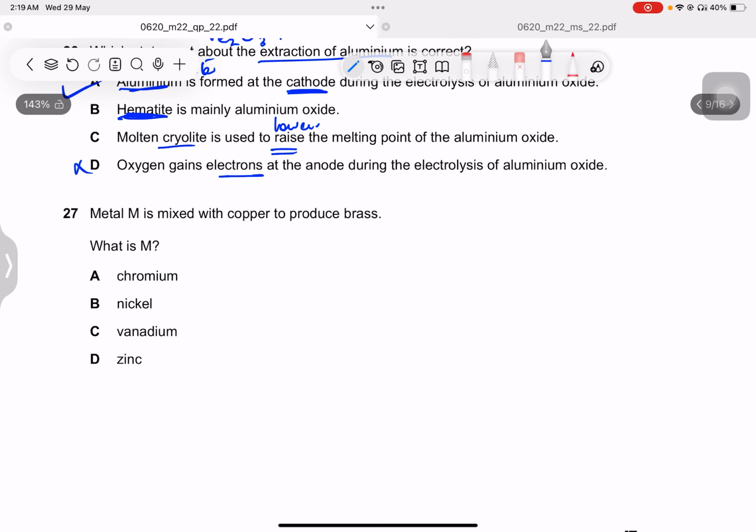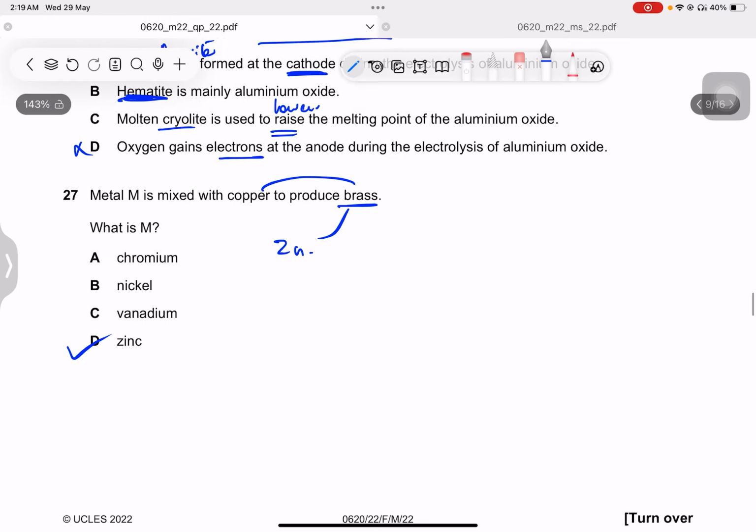Next, metal M is mixed with copper to produce brass. So brass is an alloy containing copper and zinc. This is pure recall, option D.